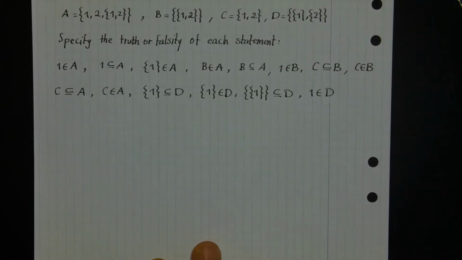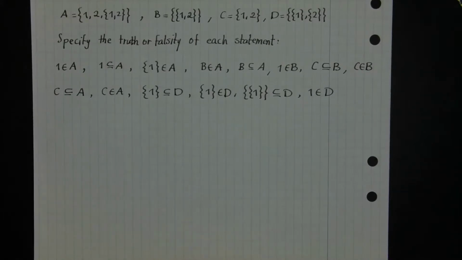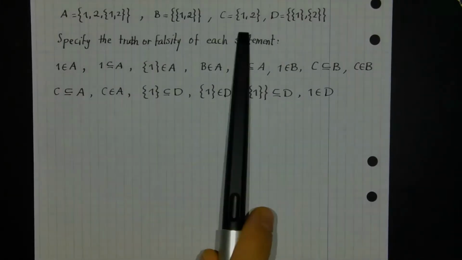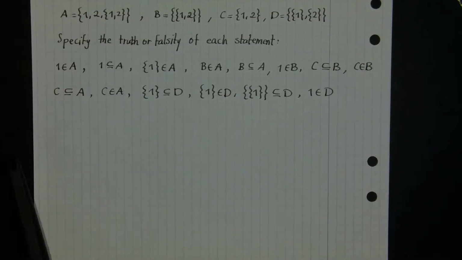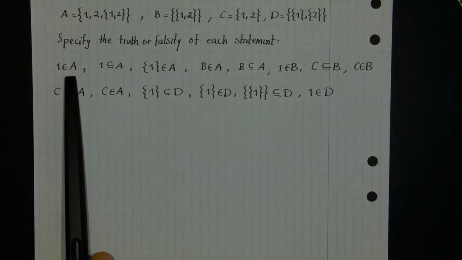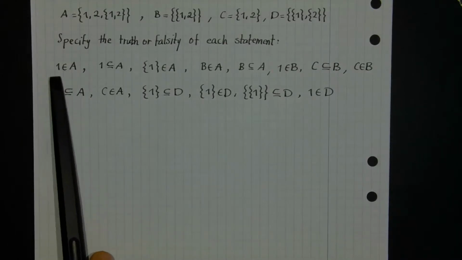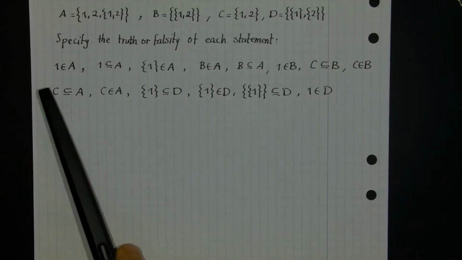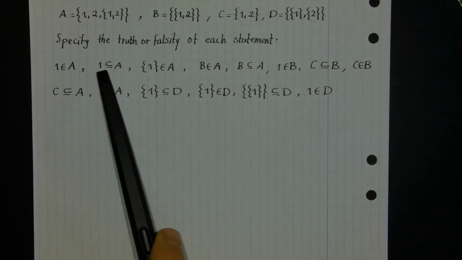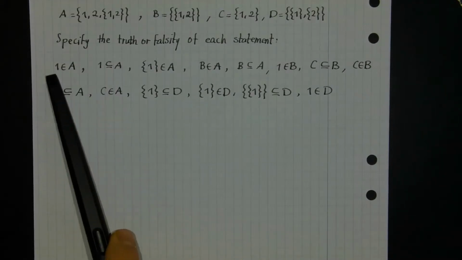Yeah, that's good. So I have 4 sets, A, B, C, and D, and then I have a bunch of statements. We want to check which one is true and which one is false. Okay, so 1 belongs to A. So I don't think this is hard at all. So there is a difference between this symbol belonging to and this symbol as a subset. Okay, so 1 belongs to A.